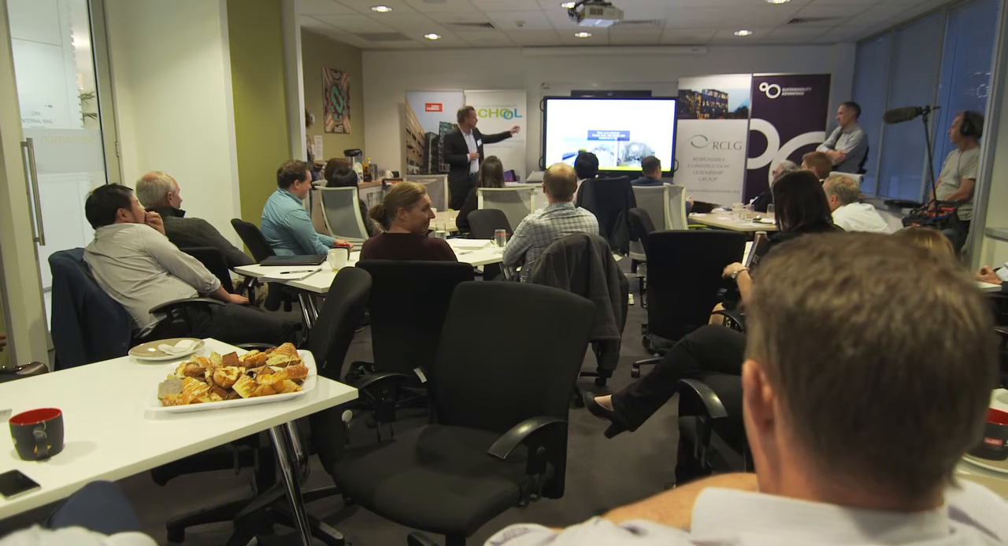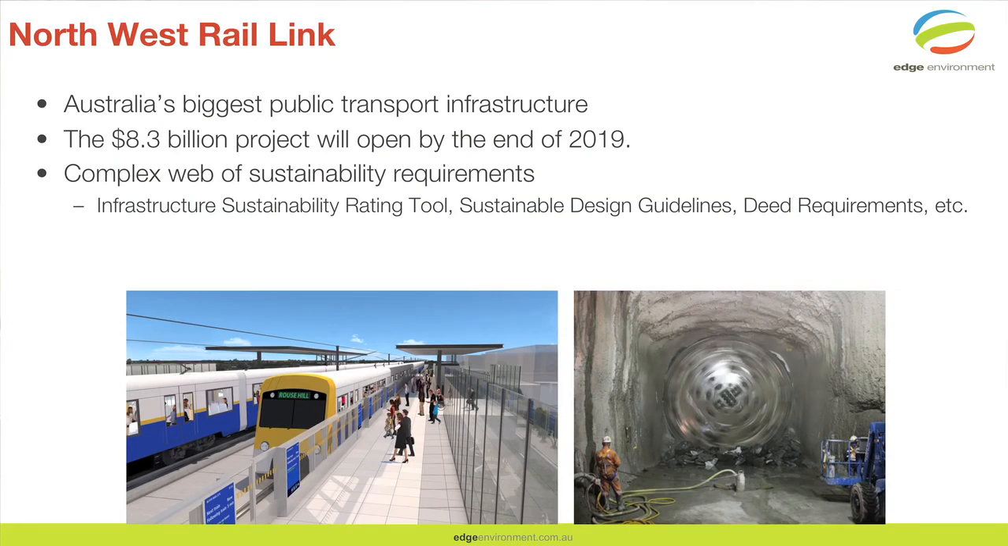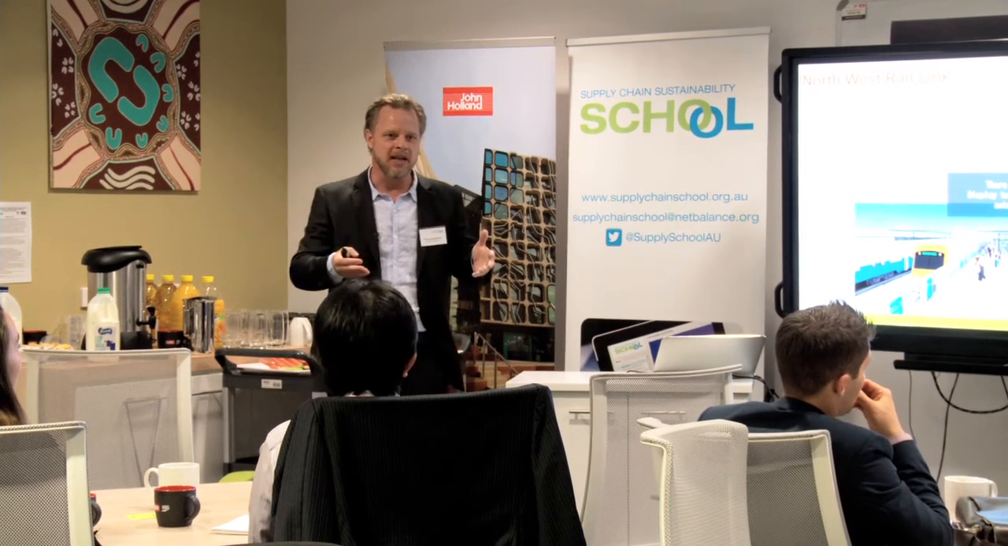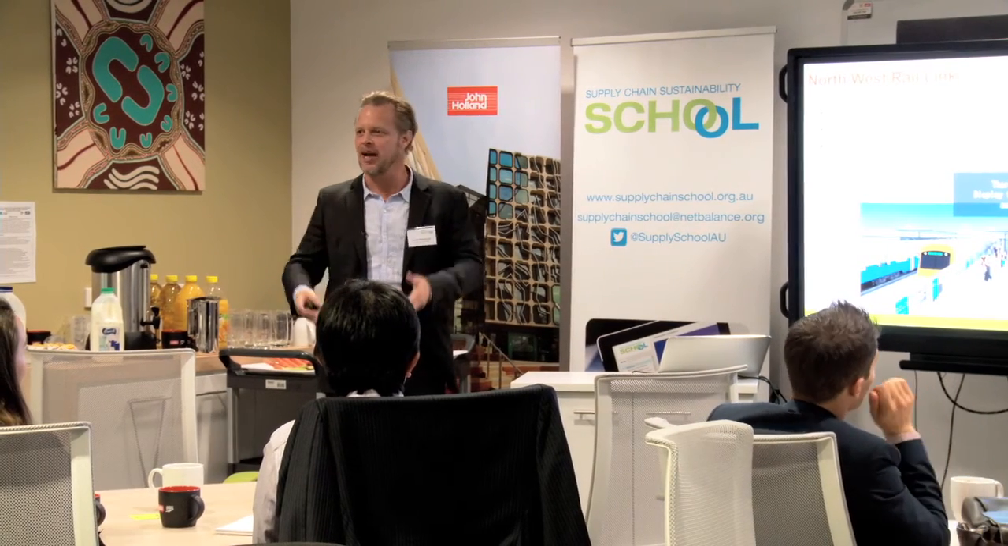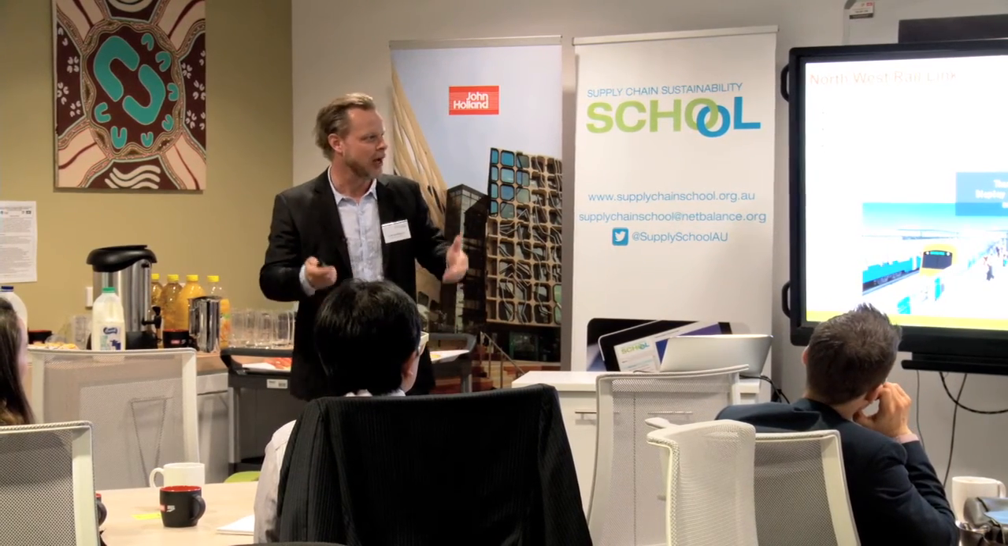So we were thrown infrastructure sustainability rating tool requirements, the sustainable design guidelines from Transport for New South Wales, project-specific requirements coming from the sustainability strategy, etc. I think the list was like 500 sustainability-related requirements. Now, when you're bidding for a project, how do you show that you're not just ticking the boxes, but you're actually doing something with this and innovating and creating some value? So we simplified it right down.